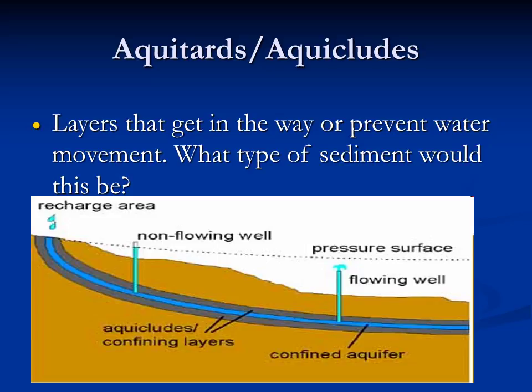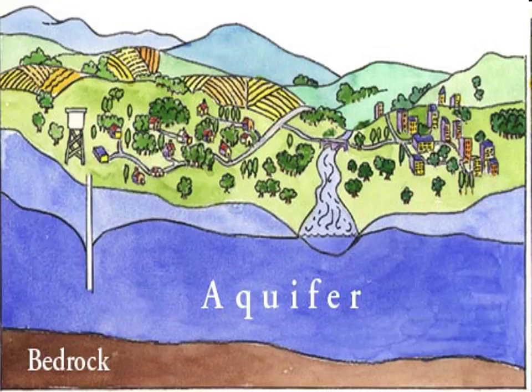We go back to this slide, layers that get in the way or prevent water movement. What kind of sediment do you think that would be? Think about sand, silt, or clay. Which type does not let water move through easily? And that would be clay. This is just another diagram. You see the well, you see the V-shaped cone, the white line on the left. Your aquifer is getting filled up by a river, which is the source, what's called recharge.